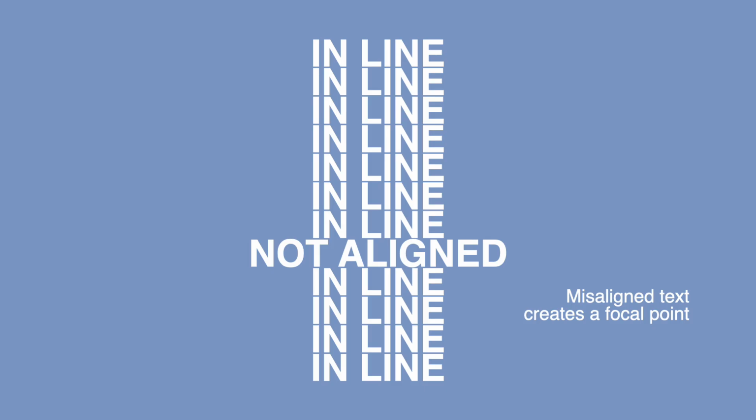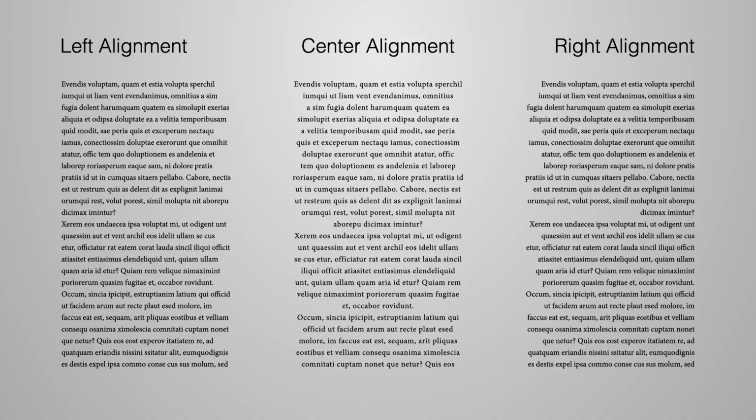Something like this: you've got a large body of text, but that one line of text that says not aligned, immediately when I look at the screen, that's the first thing that I'm looking at because it pops out. There is emphasis on that. Breaking alignment for a specific element can help create a focal point and draw attention to a particular aspect of your design. It can also help create contrast, which is another principle that we'll talk about later.